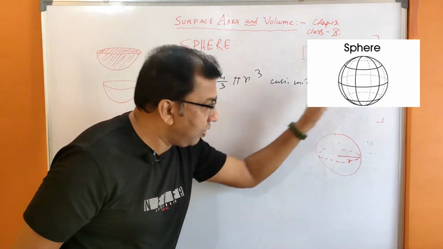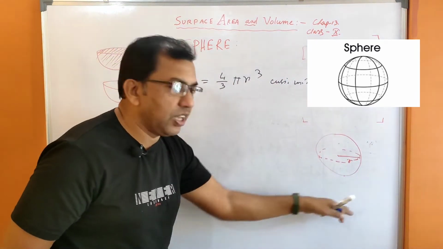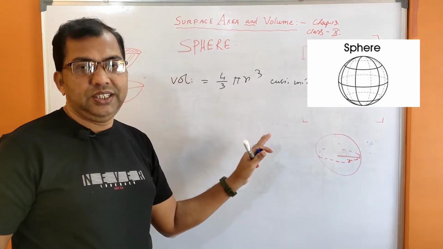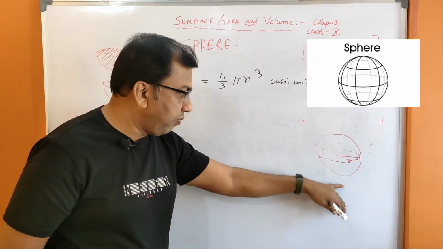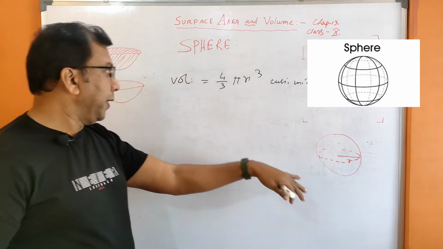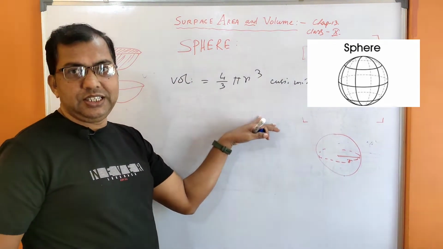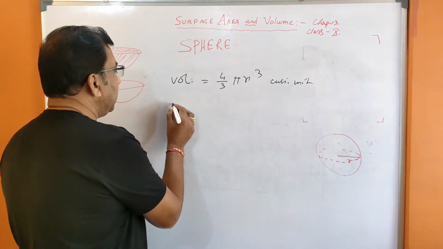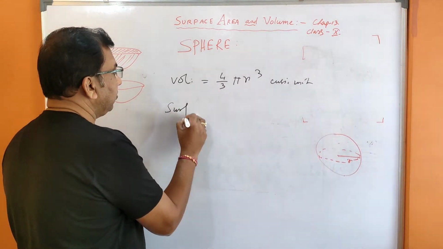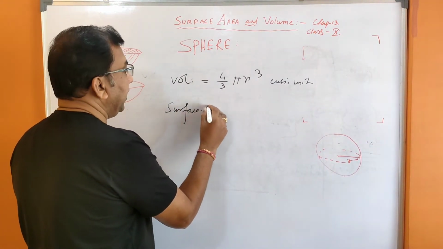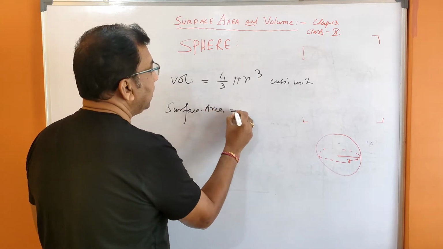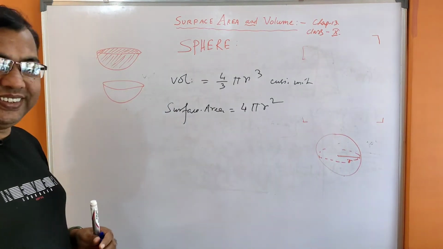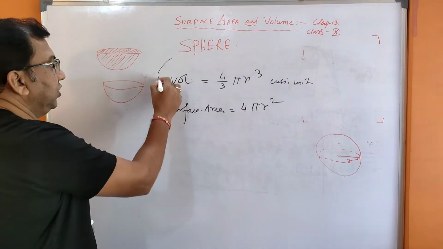Actually, it has only a curved surface or round surface. It has no plane surface and it is in a point. That's why it is only one surface. The surface area equals 4 pi r square. Surface area equals 4 pi r square. Clear? This is the sphere, in case of a sphere.